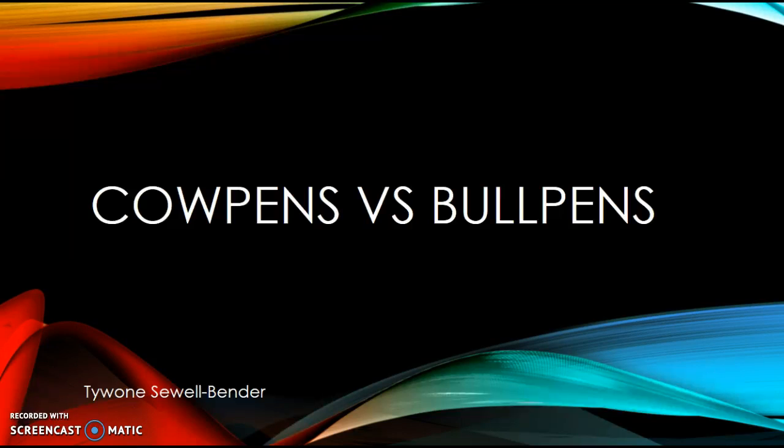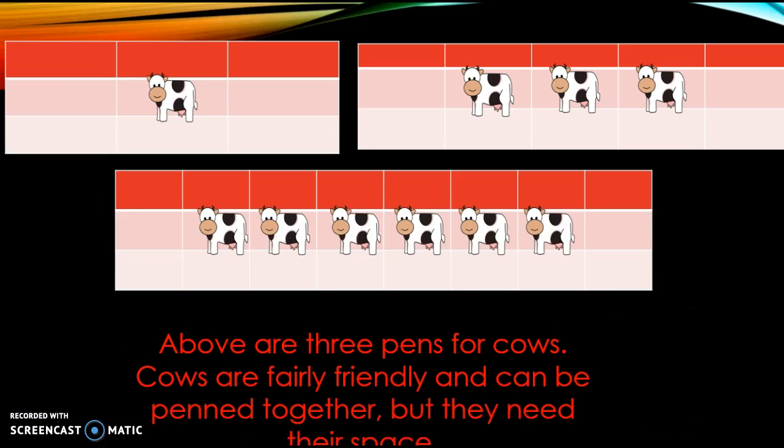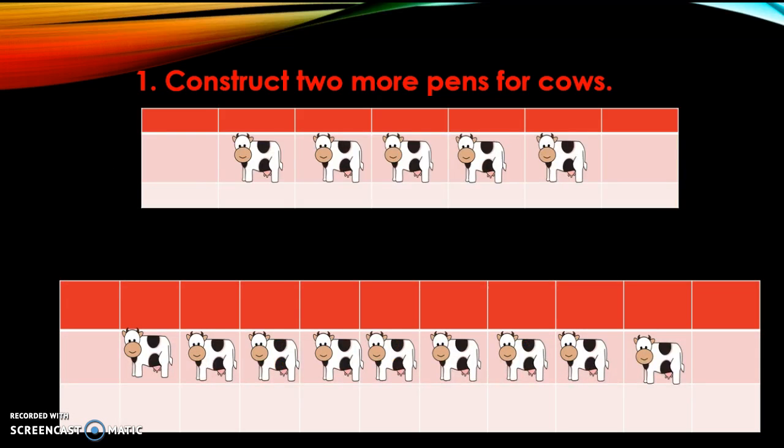Cow pens versus bull pens by Sewell-Bender. Above are 3 pens for cows. Cows are fairly friendly and can be penned together, but they need their space. Construct 2 more pens for cows.